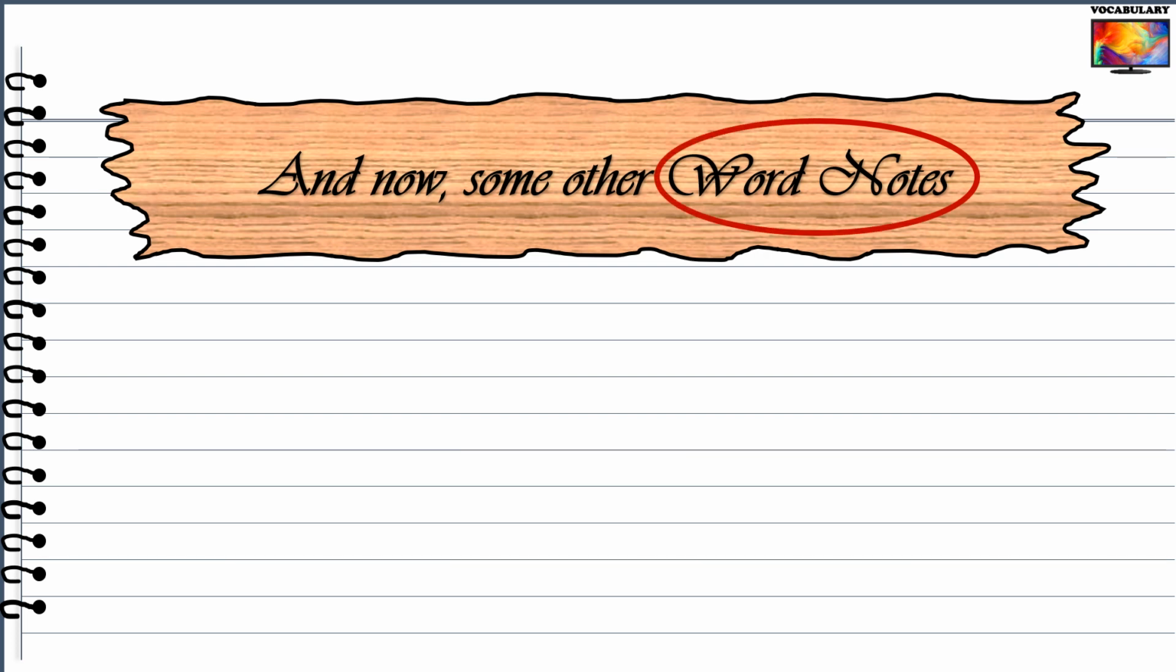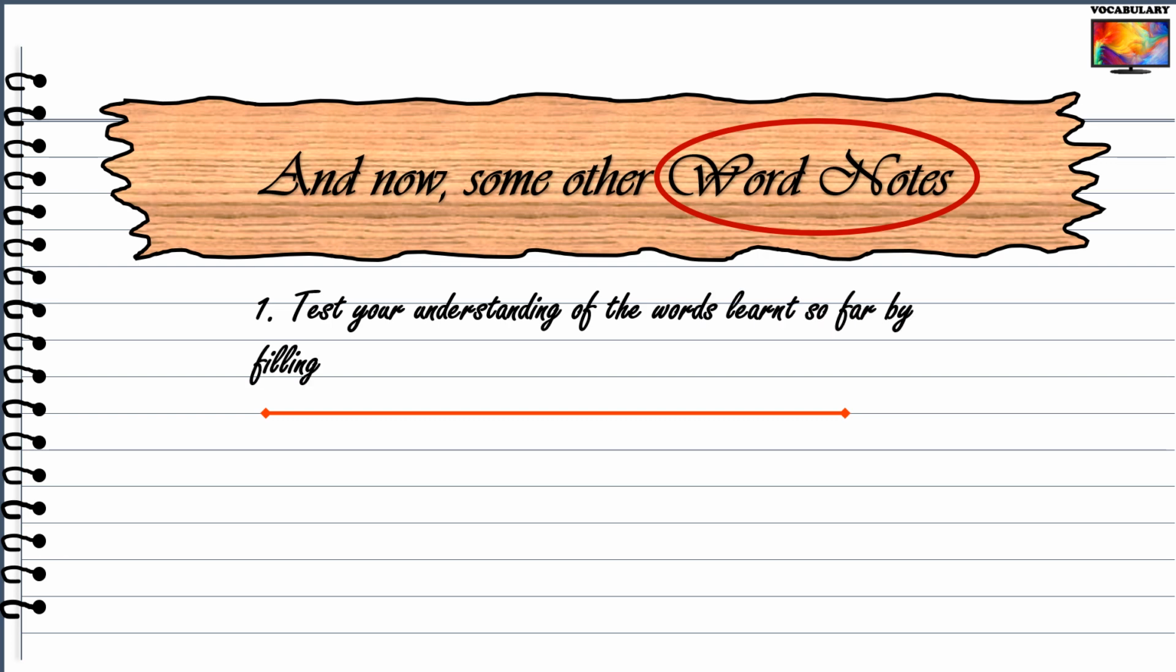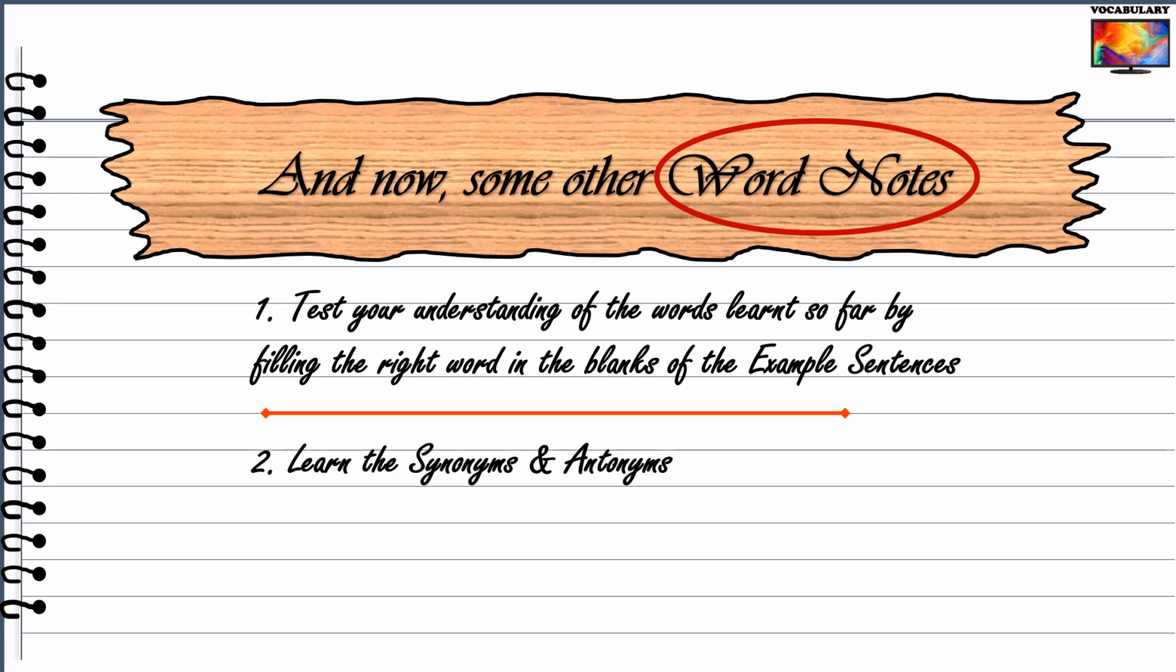Now we have reached the second half of this lesson, which targets the usage of these 5 words through sentences and other notes. We will first test your definitions of the words learned so far by filling the right word in the blanks of the example sentences. You can pause the video for a while to attempt them on your own. And after that, we will learn the synonyms and antonyms of each word.